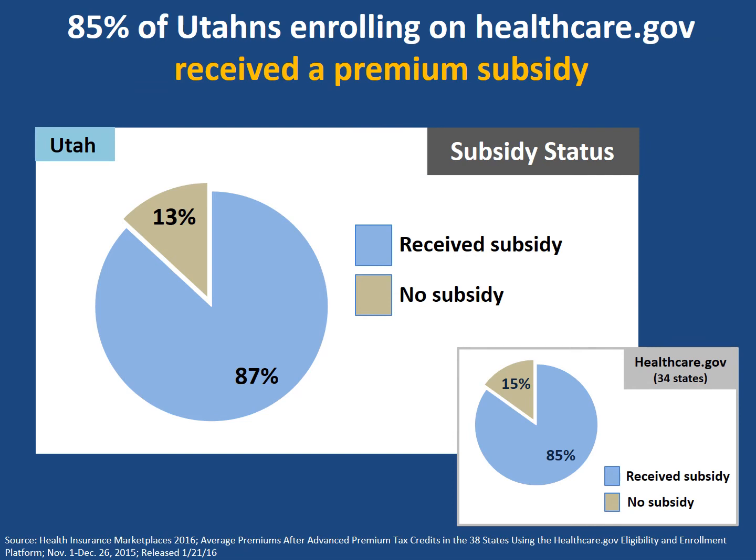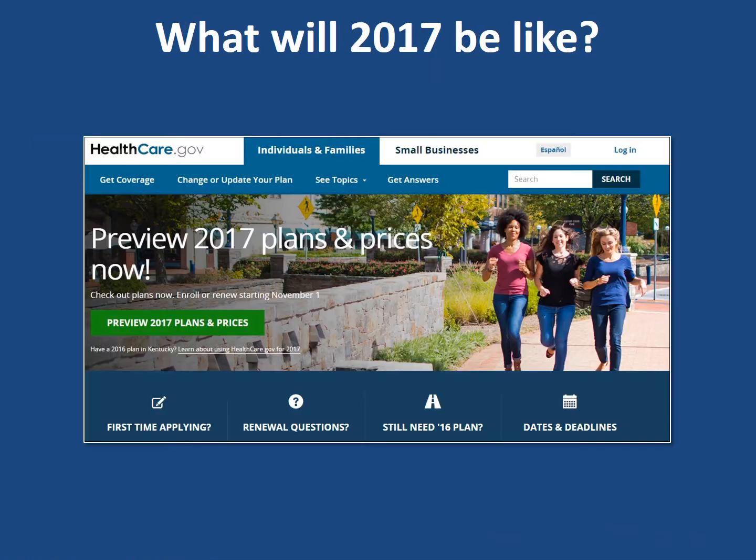85% of those that sign up through healthcare.gov receive a premium subsidy. What that means is they get help paying for their health insurance month to month. So the vast majority of those that sign up through healthcare.gov get help paying for their health insurance.